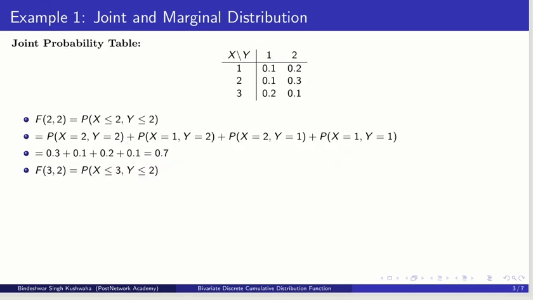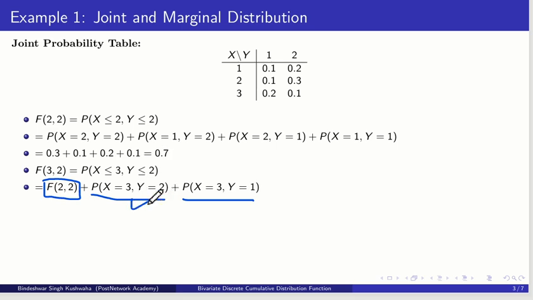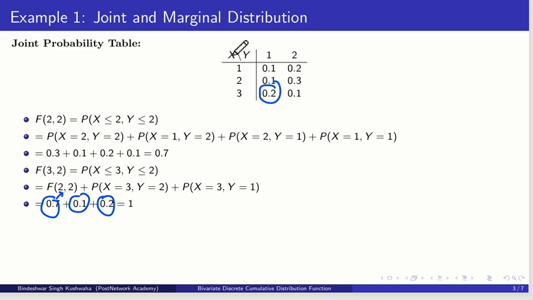Now for F(3,2), that means the value of X is less than or equal to 3 and the value of Y is less than or equal to 2. Let us express it. That would be equal to the previous sum plus X is equal to 3 and Y is equal to 2, and X is equal to 3, Y is equal to 1. That means we can also add from here, so that would be 0.7 here, plus these two expressions. The important thing is that you have to pick up the probabilities from this joint probability table. That is 1, because we are adding all values.